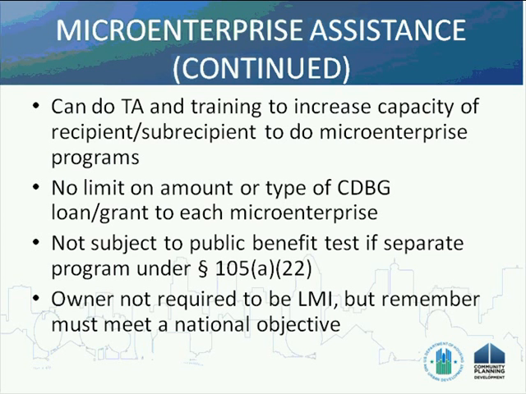Because microenterprise activities are their own eligibility category, they're not subject to the public benefit standards. The microenterprise activities are required to meet a national objective. However, there is special flexibility provided under the low and moderate income limited clientele national objective if the owner of the microenterprise is low or moderate income. The grantee can still assist owners who are not low or moderate income, but those activities must qualify under an alternate national objective. We'll talk more about the national objectives in a few minutes.